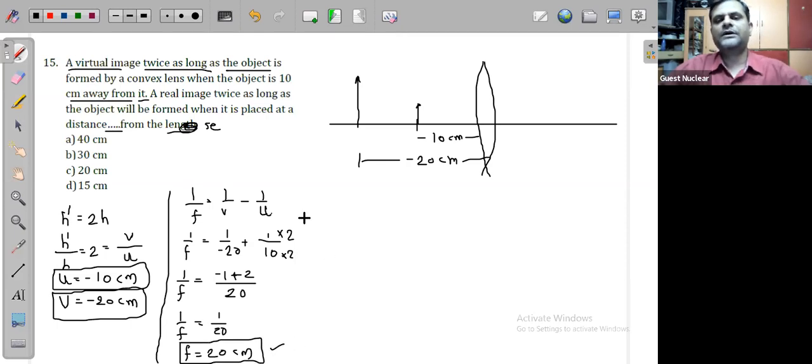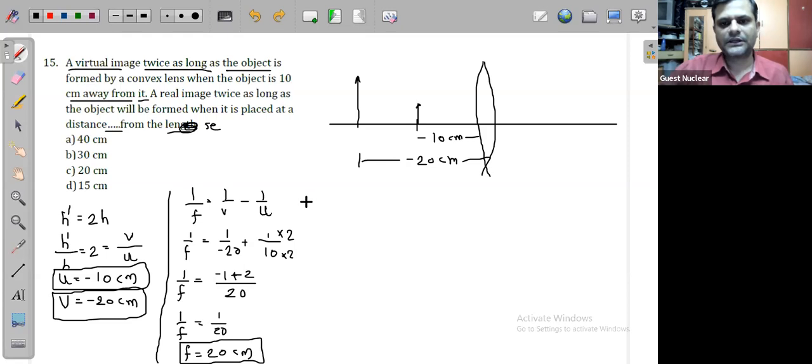Once we get f, we can try to solve the second part of the question, which is: a real image twice as long as the object will be formed when it is placed at a distance of... That means we want to find out the object distance now.